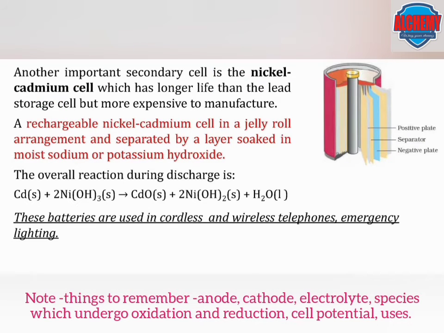Another important secondary cell is the nickel cadmium cell, which has a longer life than the lead storage cell but is more expensive to manufacture. A rechargeable nickel cadmium cell is a jelly roll arrangement separated by a layer soaked in moist sodium or potassium hydroxide. The overall cell reaction is given here, where cadmium undergoes oxidation and nickel undergoes reduction. These batteries are used in cordless and wireless telephones, emergency lighting, etc.